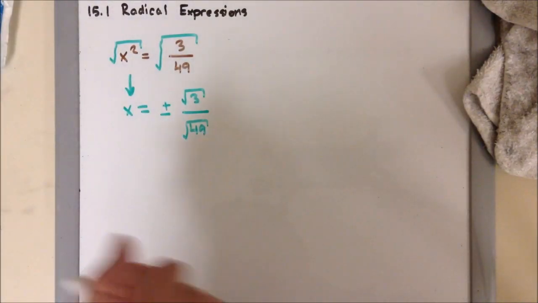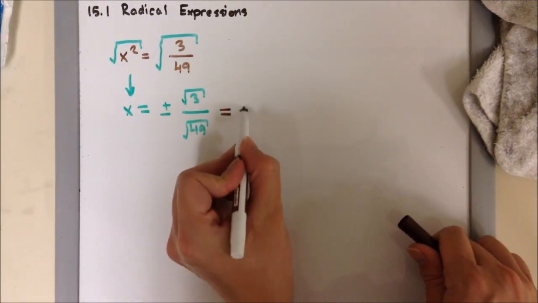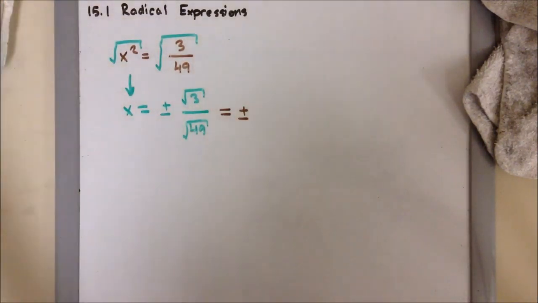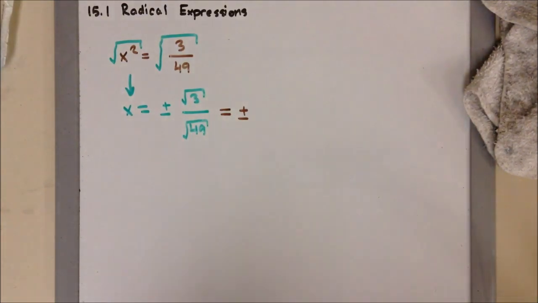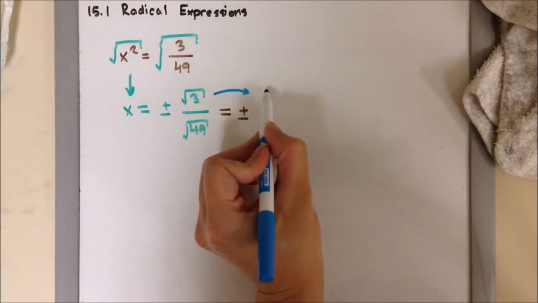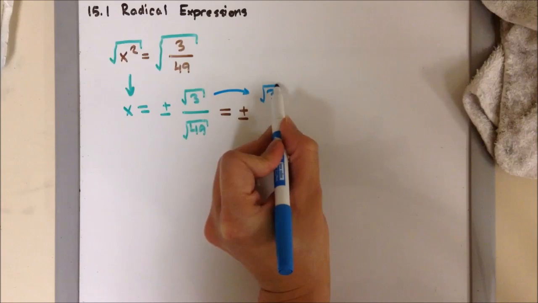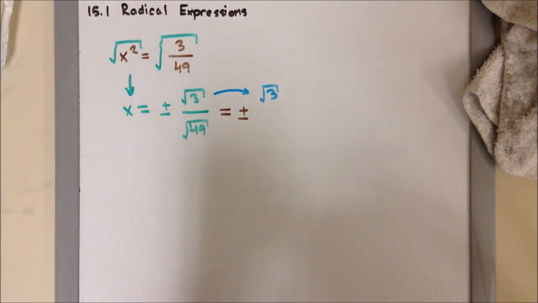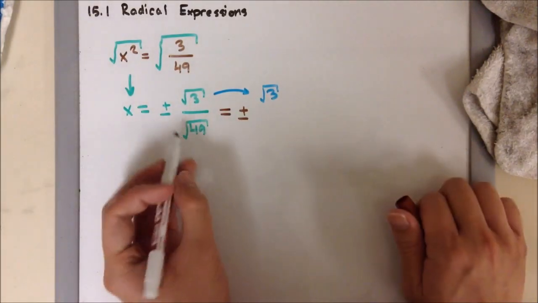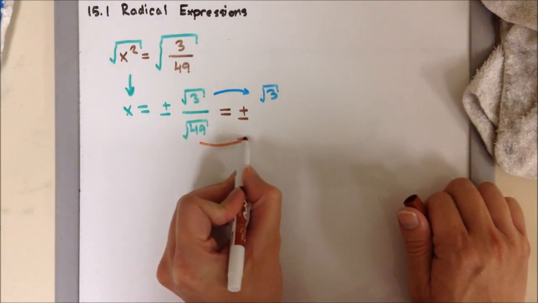Now let's take a look at it in two parts. In the numerator, the square root of 3. Well, 3 is not a perfect square number, so that means we can't find the square root of it. And since you cannot find a square root, nor can you simplify, it's going to stay the same. Meaning, in the numerator, it's going to stay as square root of 3. Now for the denominator, 49 is a perfect square, meaning that we can do the square root of 49, which is 7.